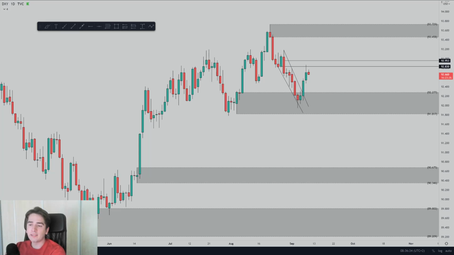So for the ones who are in the Discord server, you should be in good profit on the pound Swiss shorts which I shared yesterday, currently running at break even.